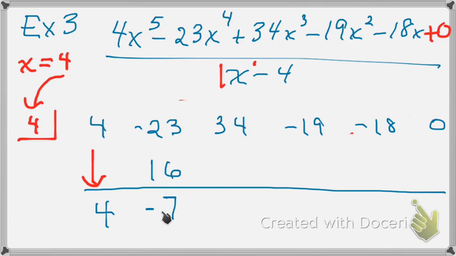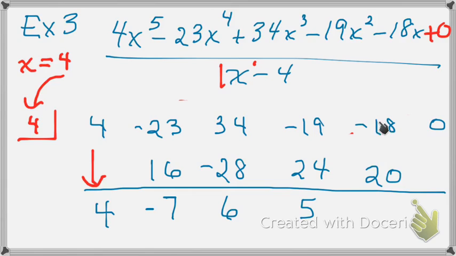What's 4 times negative 7? Negative 28. Okay, what's 34 minus 28? Okay, and what is 4 times 6? 24 minus 19? 5. What is 4 times 5? Okay. Negative 18 plus 20? 2. And 2 times 4? 0 plus 8. Okay, now this one is your remainder.